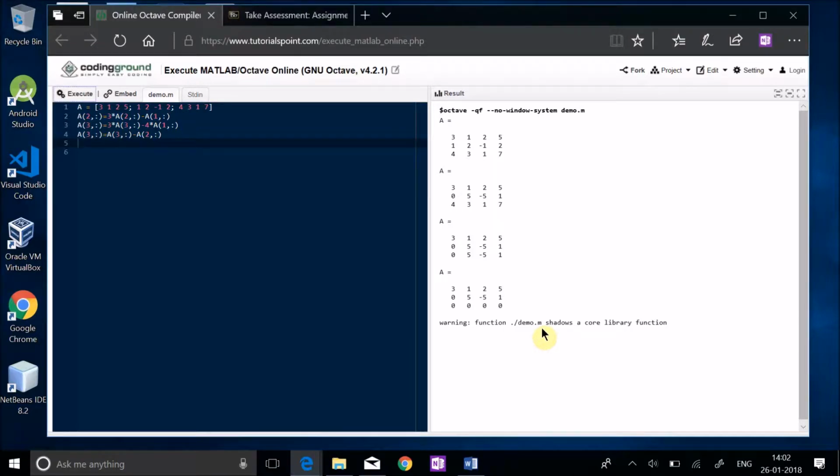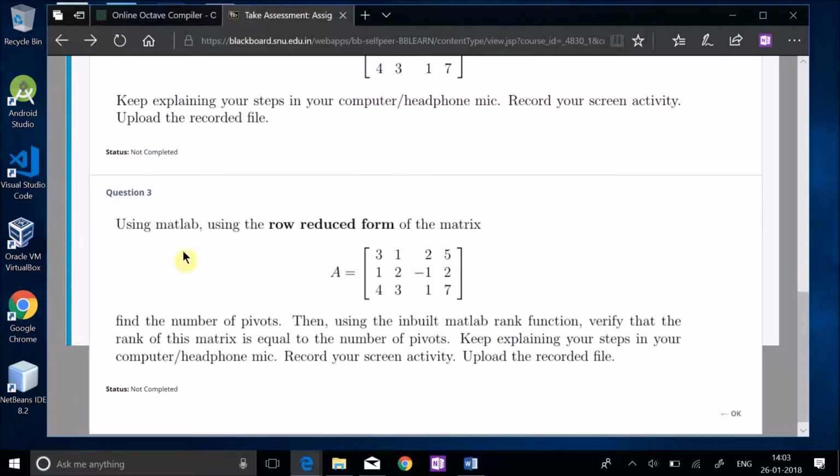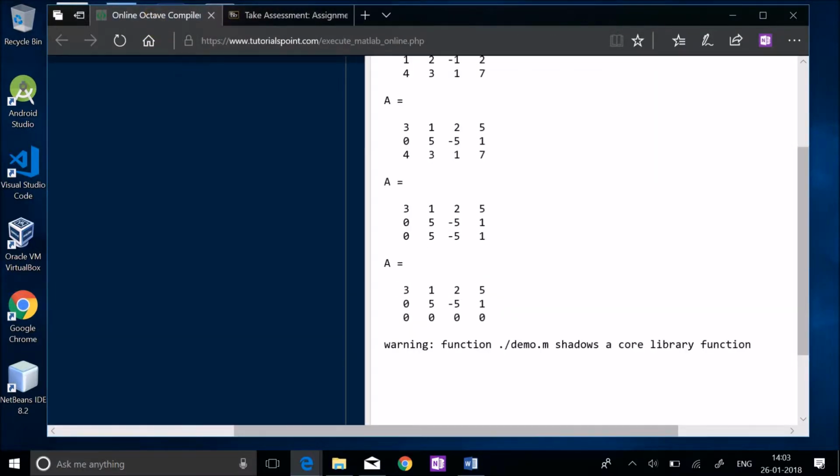Okay, so let's get back to this. First, we created a matrix A in Matlab, and second, we got it to the row reduced form. And now the question says that using Matlab, using the row reduced form of the matrix, find the number of pivots. Then, using the inbuilt Matlab rank function, verify that the rank of this matrix is equal to the number of pivots. So, let me zoom into this row reduced form of the matrix.